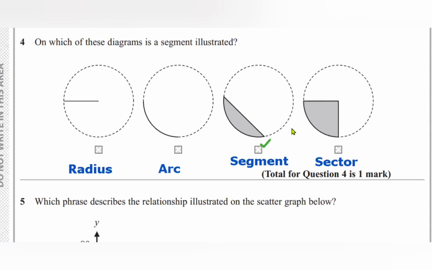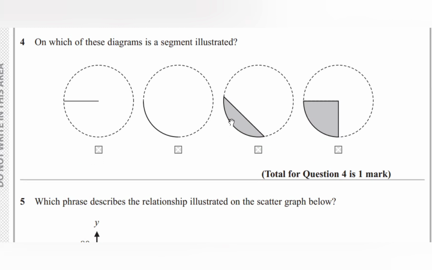We have to understand each and every one of them. This is a radius, a center touching line. An arc is a line on the circumference. Segments and sectors are areas. The one touching the center is called a sector, and the one not touching the center is called a segment. Now, let's move on to the next question.